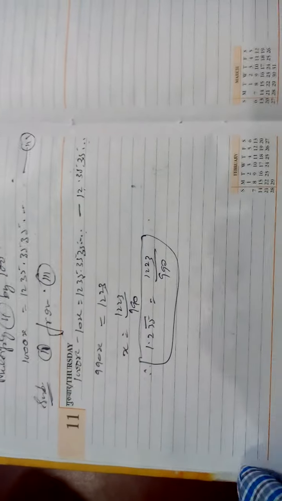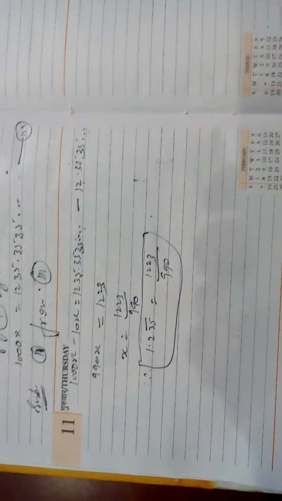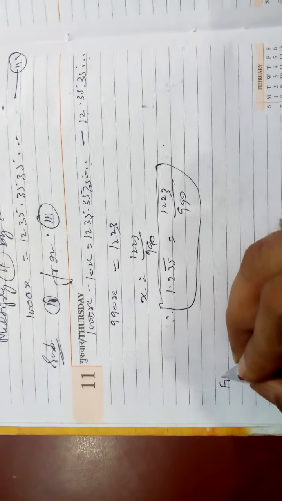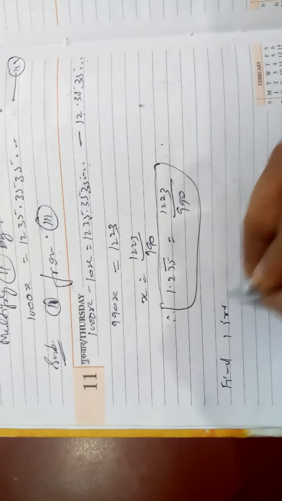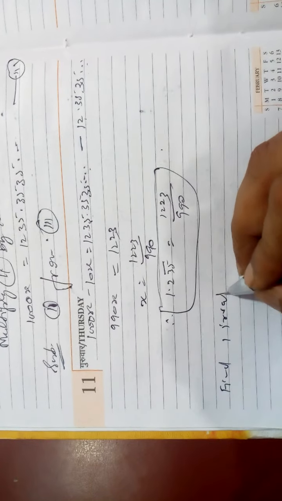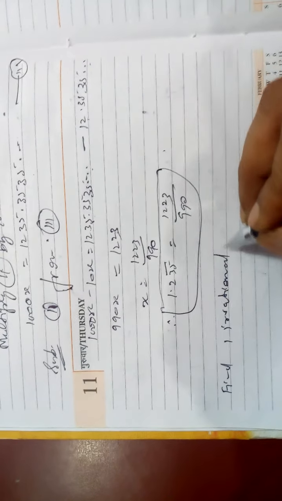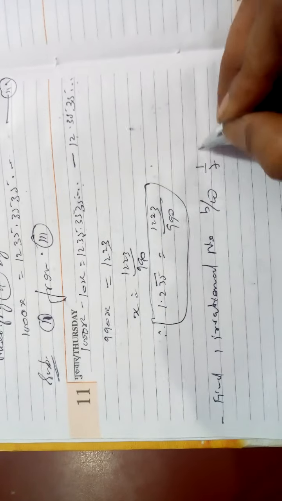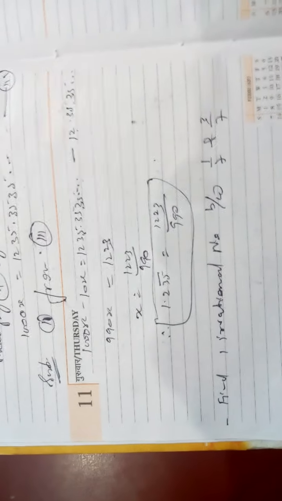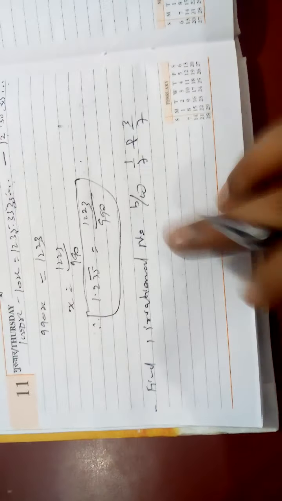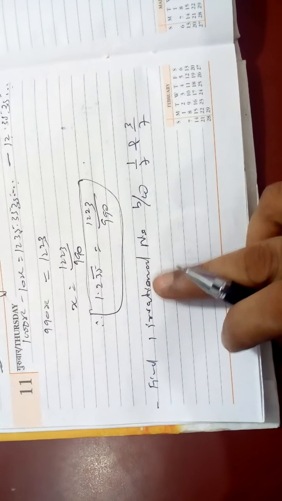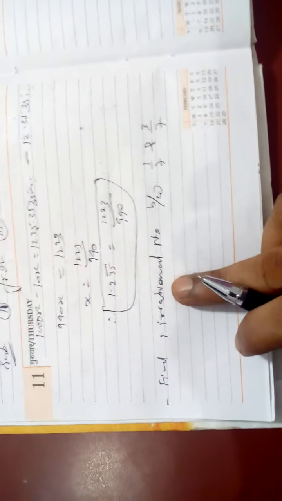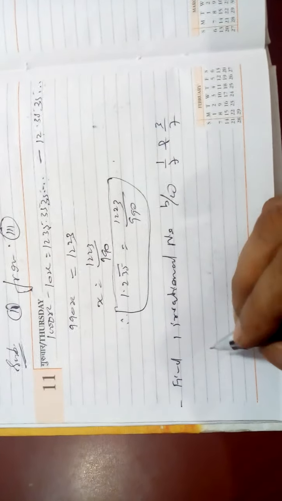Now you are seeing some questions. Find one irrational number between 1 by 7 and 3 by 7. Irrational numbers are non-terminating, non-repeating.